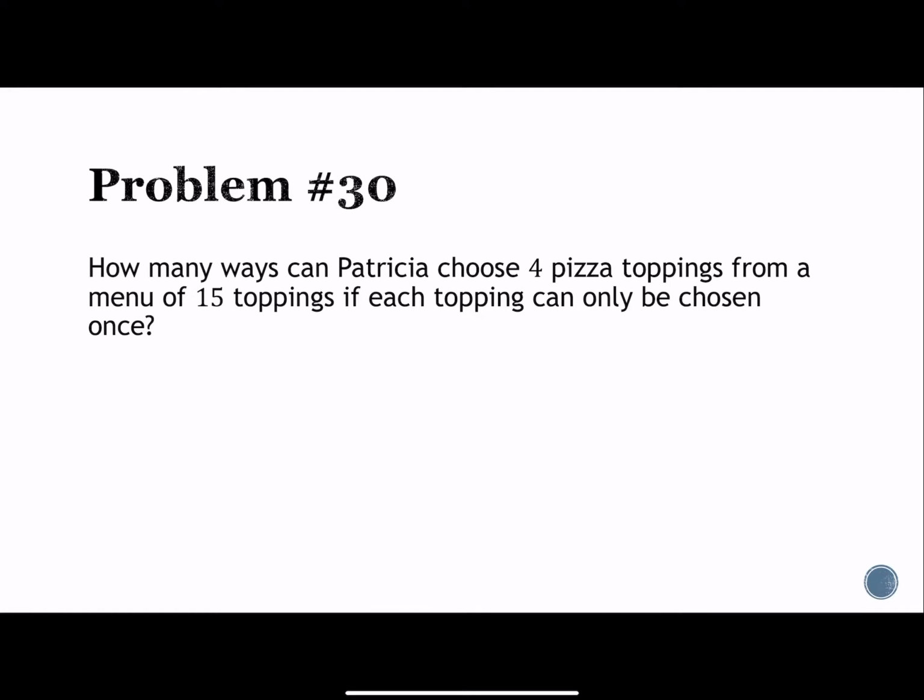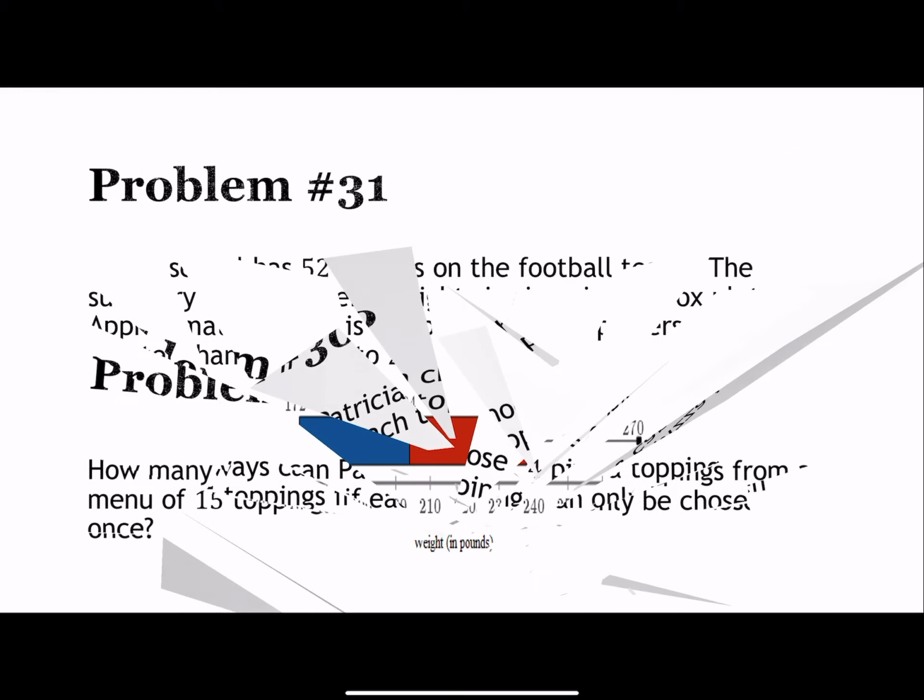How many ways can Patricia choose 4 pizza toppings from a menu of 15 toppings if each topping can be chosen once? This is a counting problem, so you got to ask yourself, does the order matter? Okay, and that determines if it's a permutation or a combination. Again, Chapter 4.